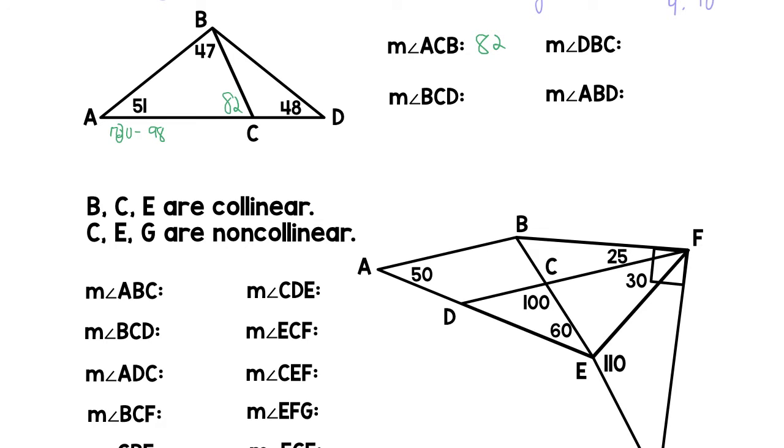Now the angle BCD, we know that has to be 180 minus 82 because these are supplementary angles. So angle BCD is going to be 98. That's an awful 8, I'm so sorry. Let me write it here as well.